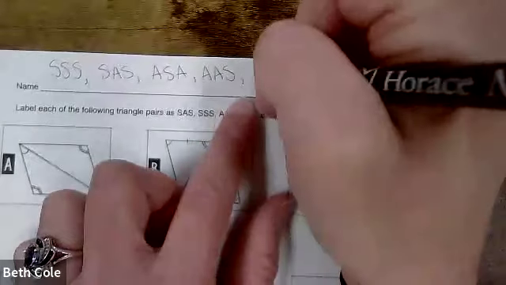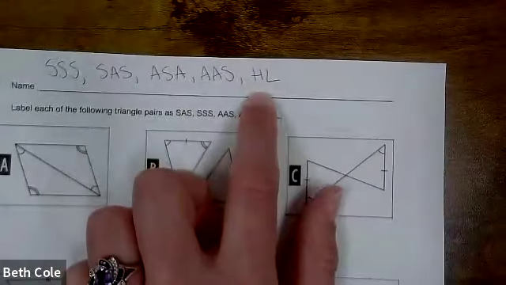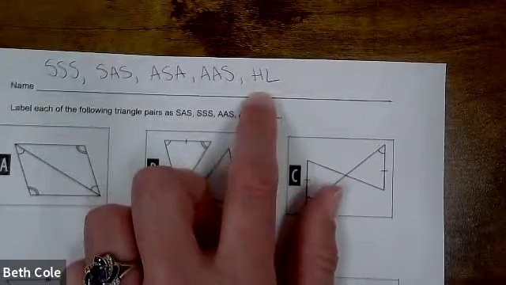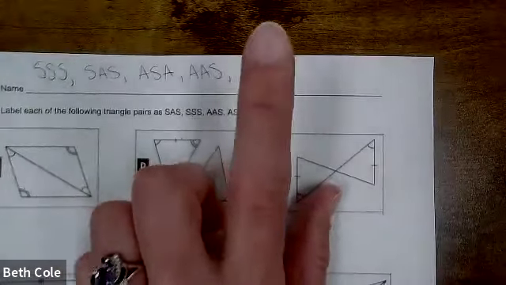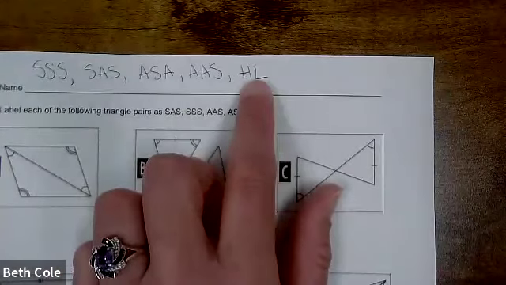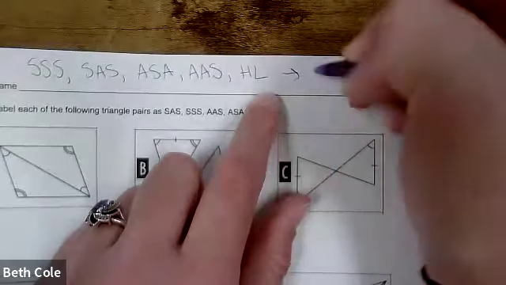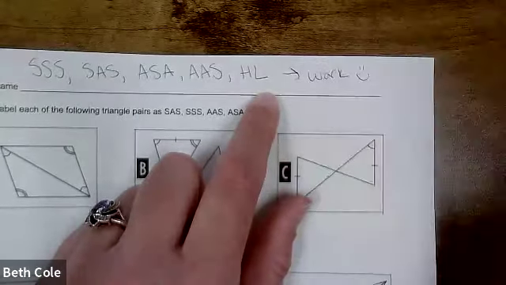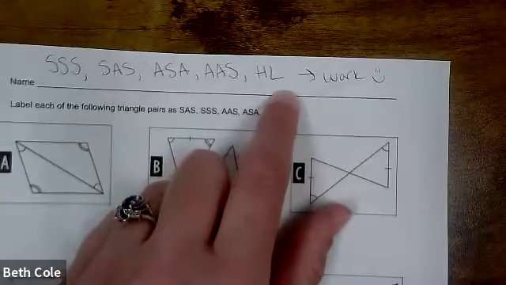And then the last one that works was HL. Does anyone remember what that stood for? If not, I'll tell you. Hypotenuse leg. That is only for right triangles, okay? These are all the ones that work. Those are the ones that prove your triangles are congruent.